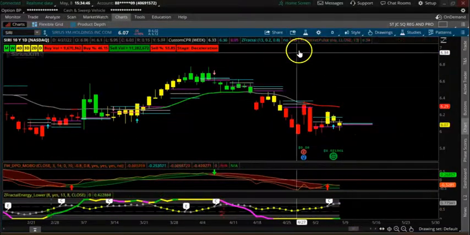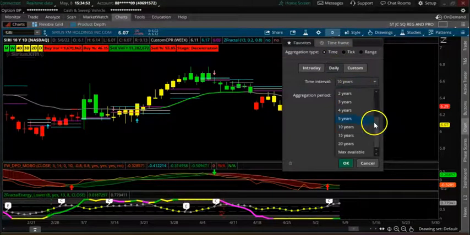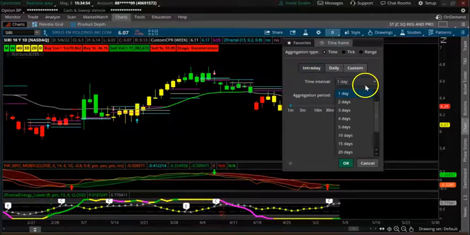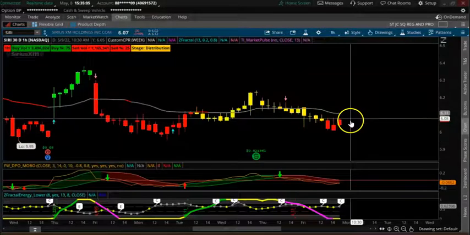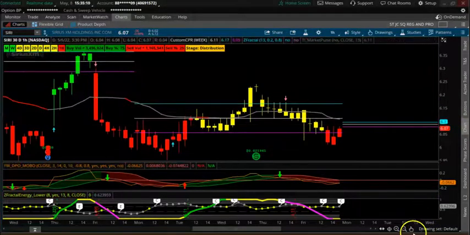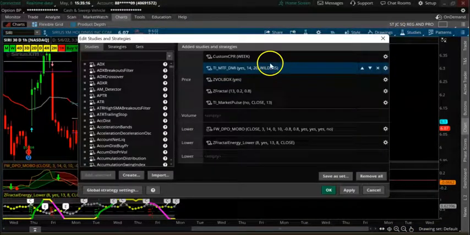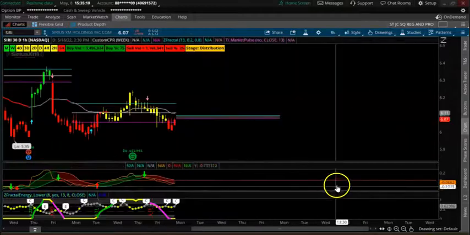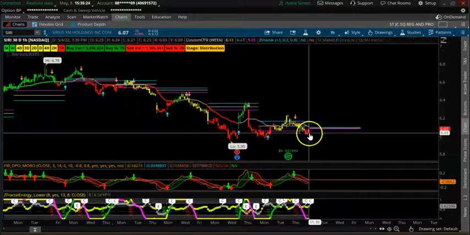Since it's the weekly CPR, we want to go on a 1 hour time frame. Okay, daily, intraday, days, 1 hour. So we want to go on a 1 hour time frame. The CPR is weekly. Okay, so you can see that the CPR is continuously trending down.